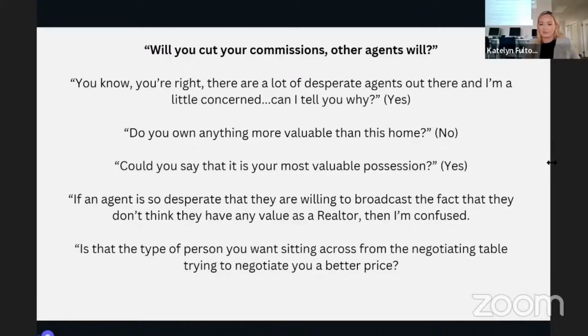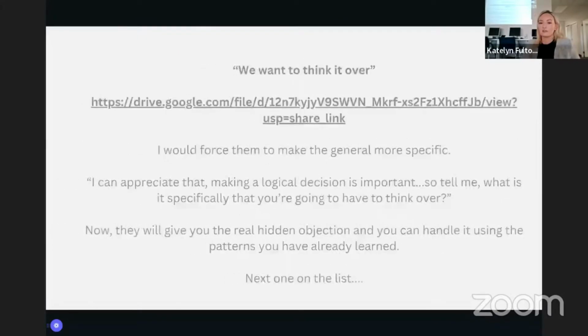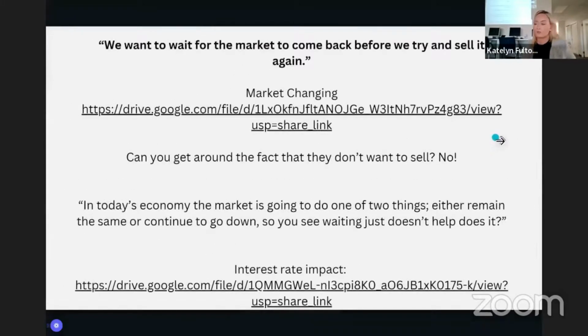Perfect. Let's see if we've got some other ones. I don't want to keep everyone too long. Let's see. Do you want to know about interviewing other agents? Let me see what other ones I got. I wanted to do this one actually.